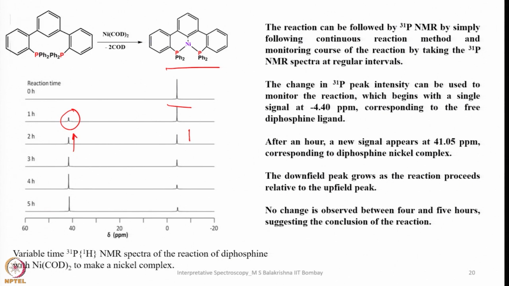And if you compare the integration, you know that you have used a slight excess, and only the slight excess of bisphosphine is left unreacted. That indicates the completion of the reaction. So by using variable time 31P NMR spectra, you should be able to monitor the reaction in a continuous process, and you can stop as soon as you come to know that the reaction is completed. Not only in this reaction, when we are doing catalytic reactions also, the consequences observed on phosphorus in a catalytic reaction can be very nicely followed using 31P NMR spectroscopy.